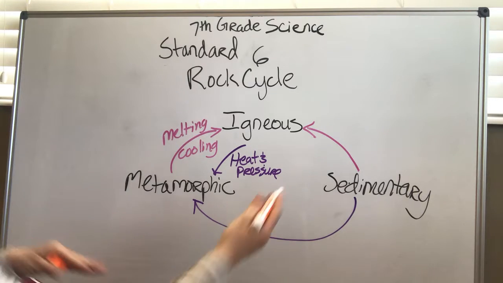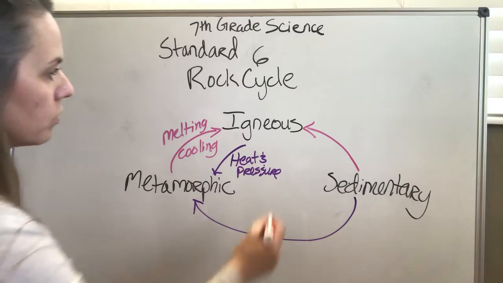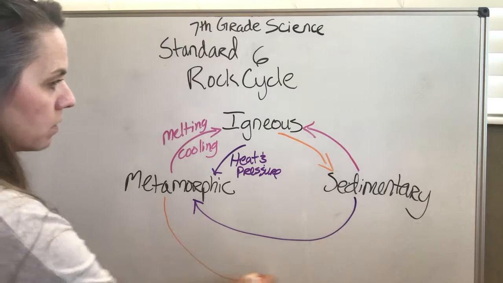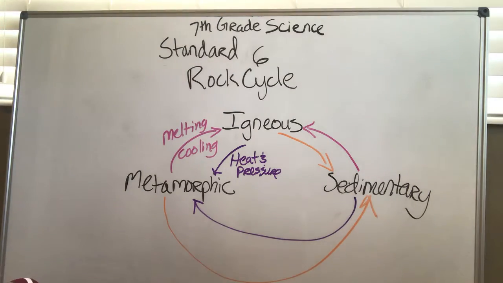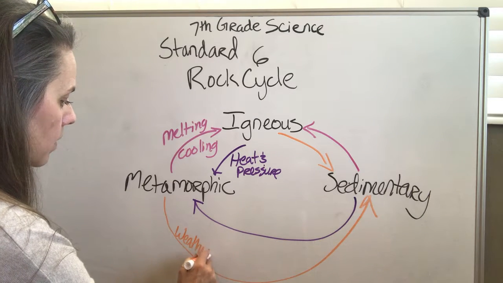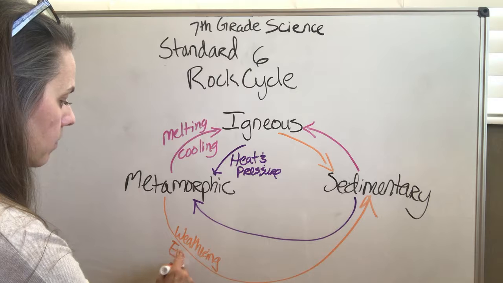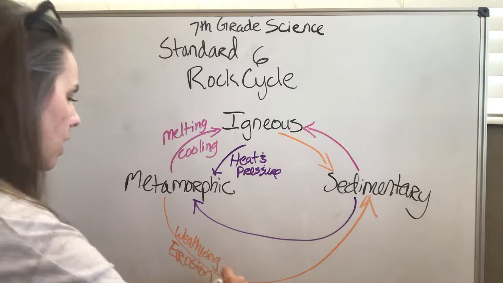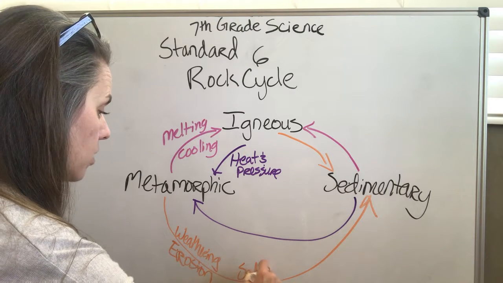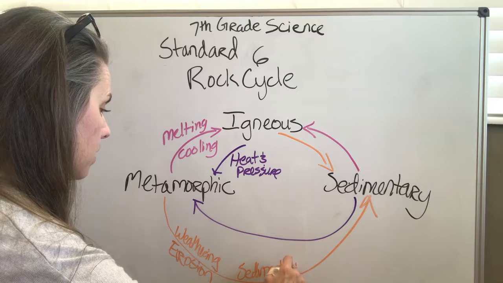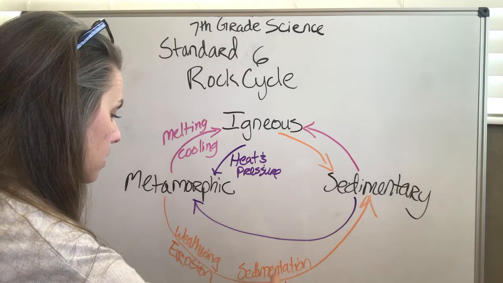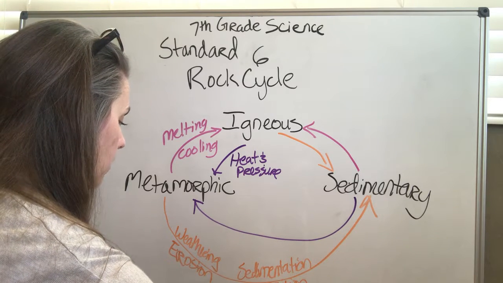Okay, and then sedimentary rock. Any of these rocks can become sedimentary rock. So igneous can become sedimentary rock, and so can metamorphic. It can become sedimentary rock, and the process for that is weathering and erosion. And then they just have it, the name of the rock, sedimentation, deposition, and cementation.